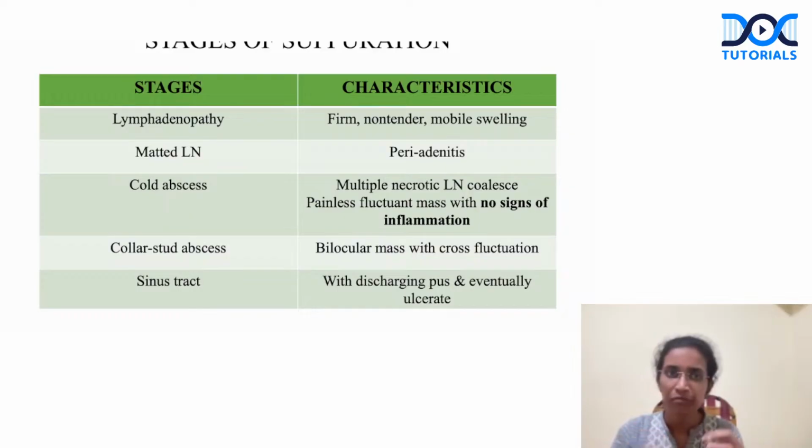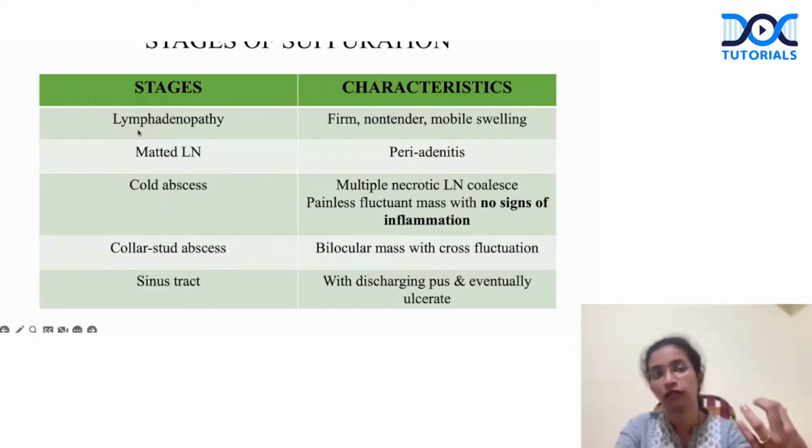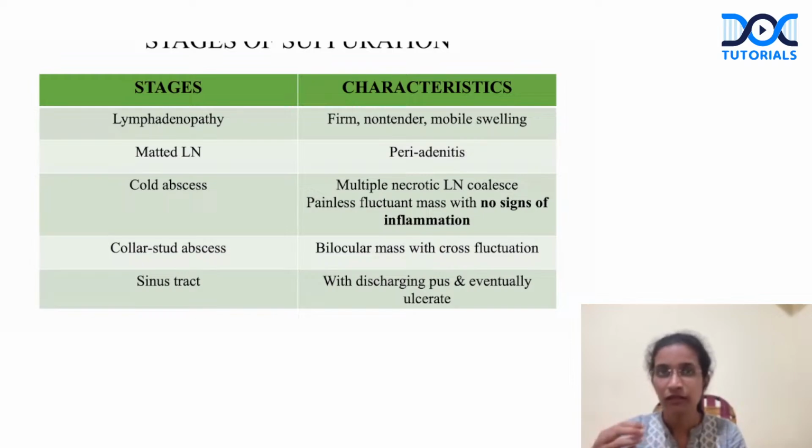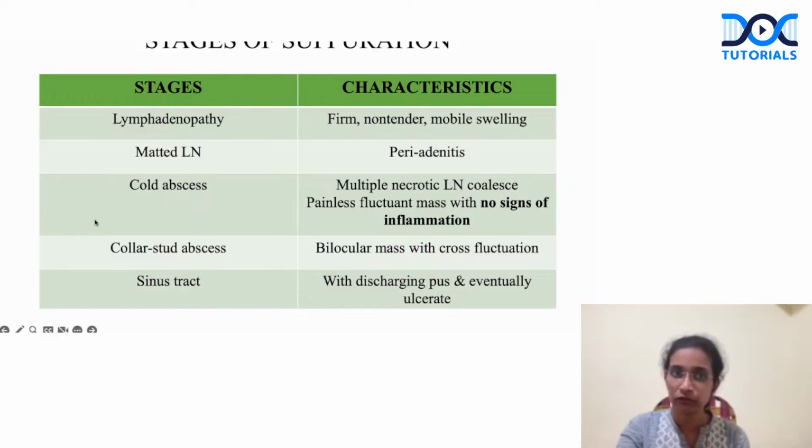Now the second stage is matted lymph nodes. How the stages progress is that there will initially be enlargement of the lymph node, and then there will be inflammation surrounding that single particular lymph node. That's called periadenitis. Since there is inflammation surrounding this single lymph node, it also involves the neighboring lymph nodes. So multiple lymph nodes get attached together, and that forms matted lymph nodes. If it's not identified and treated even in this stage, then these multiple necrotic, matted lymph nodes coalesce together to form a cold abscess.